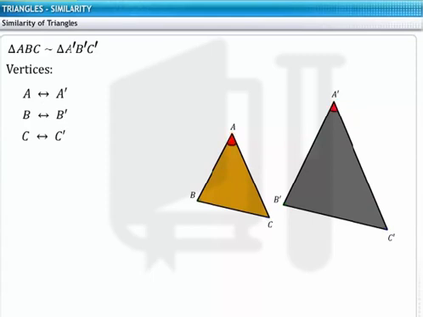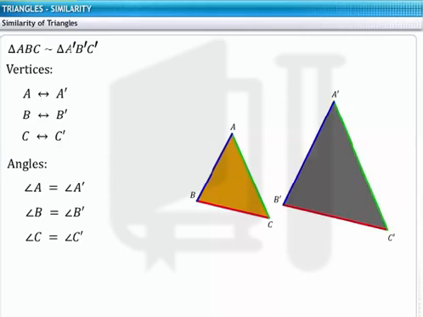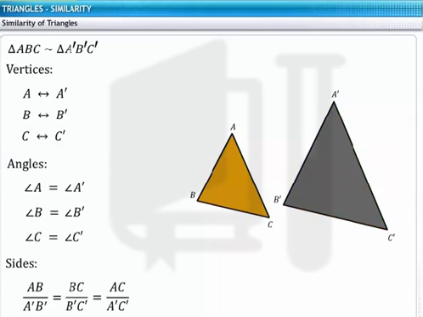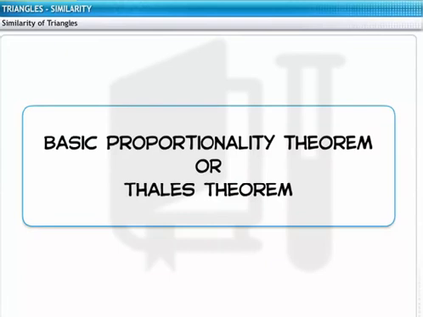Similarly, angle A is equal to angle A', angle B is equal to angle B', and angle C is equal to angle C'. And all pairs of corresponding sides of the triangles are proportional. Note that the same ratio of the corresponding sides is referred to as the scale factor. Next, we will discuss an important theorem based on the similarity of triangles. This theorem is called the basic proportionality theorem or the Thales theorem.